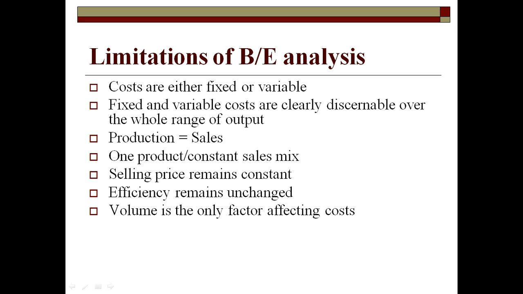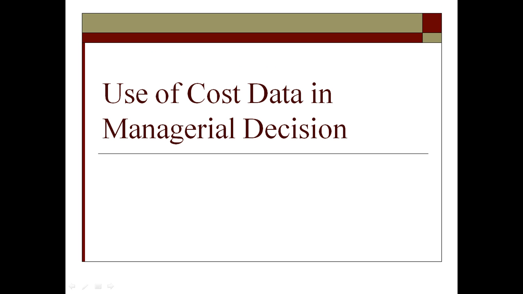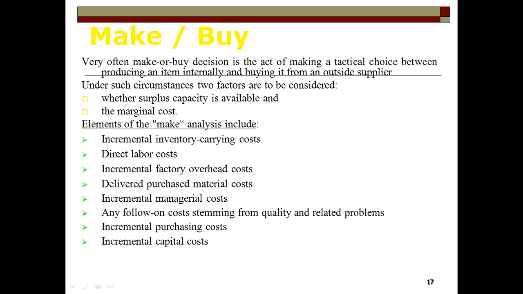Limitations of break-even analysis: costs are either fixed or variable. Fixed and variable costs are clearly discernible over the whole range of output, and production equals sales. One product, it means that constant sales make selling price remain constant, efficiency remain unchanged, and volume is the only factor affecting cost. Use of cost data in managerial decisions.